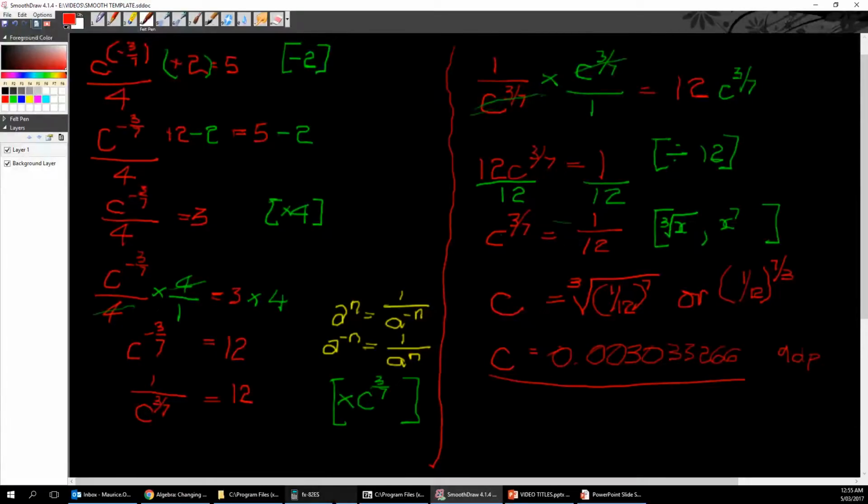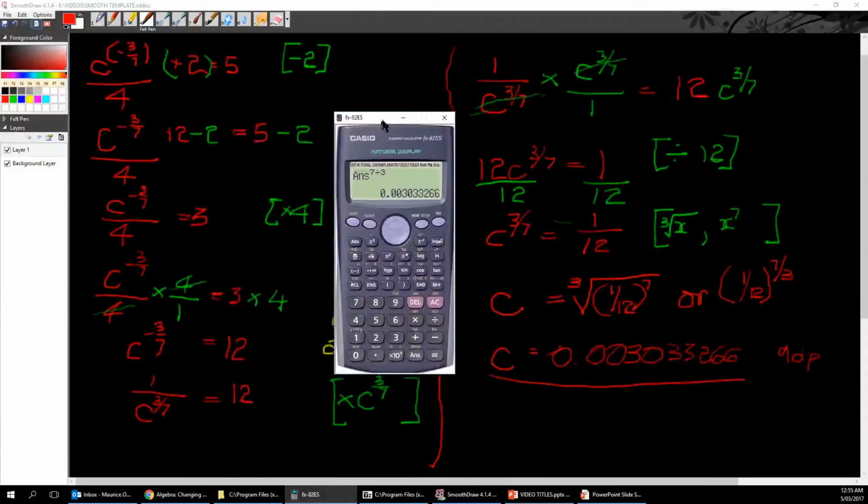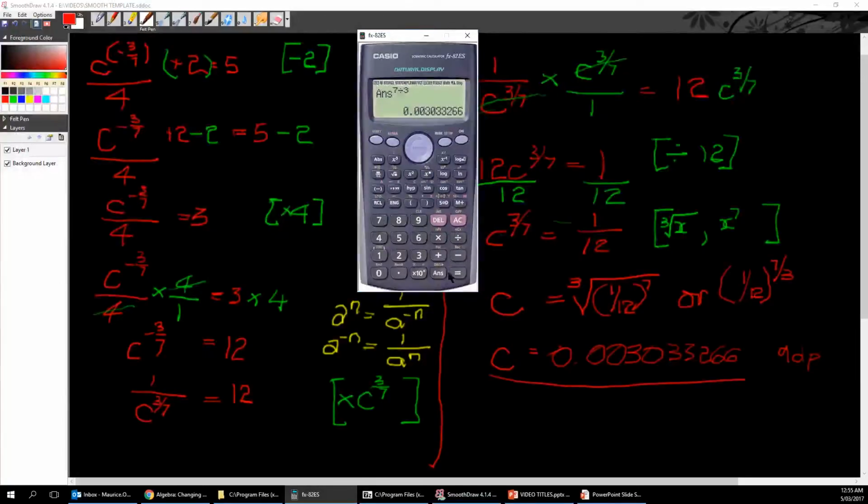So what you can do is go back to your little fx here. So that's certainly our answer. So let's just go back and check up here. So that's what C is. So let's go C, another way of, let's go answer, and we'll do that to the power of -3 divided by 7. So here's our little power button here, and here's our -3 divided by 7 equals, and that comes up as 12. Okay, so that's the little bit at the top, and then I'm going to divide 4 equals, and that comes up as 3, and then plus 2 equals 5.